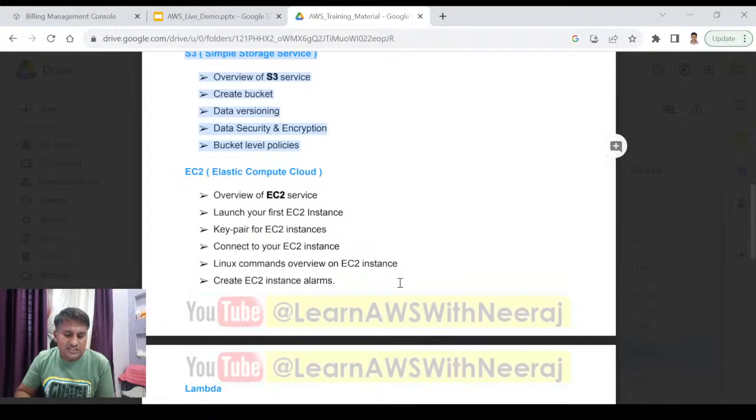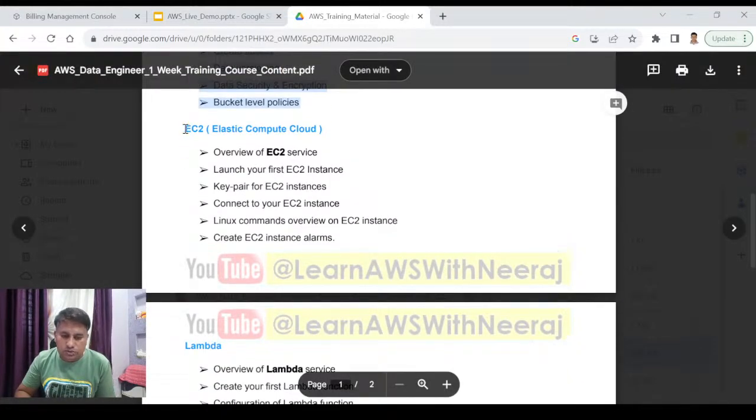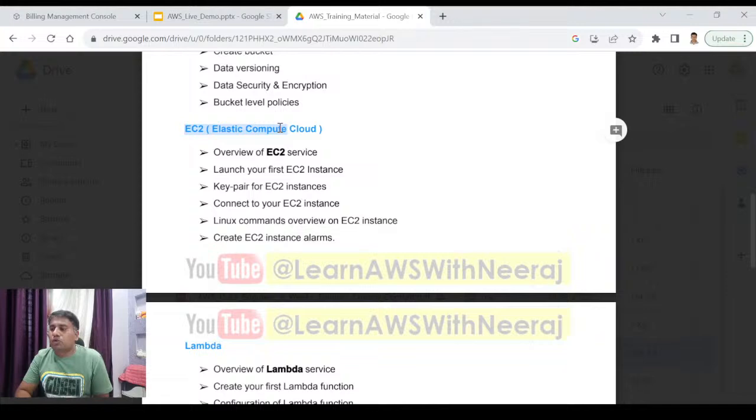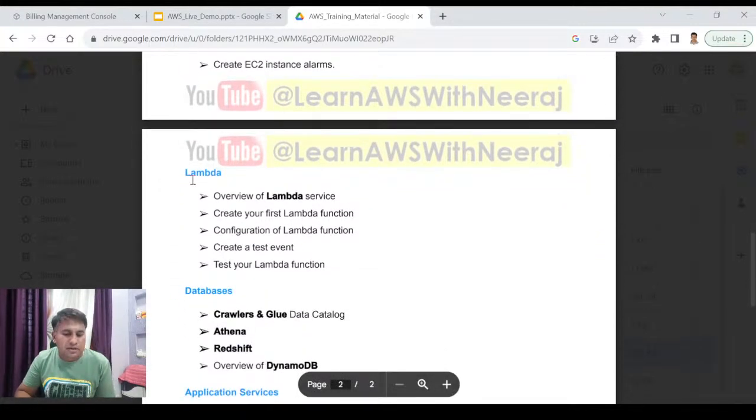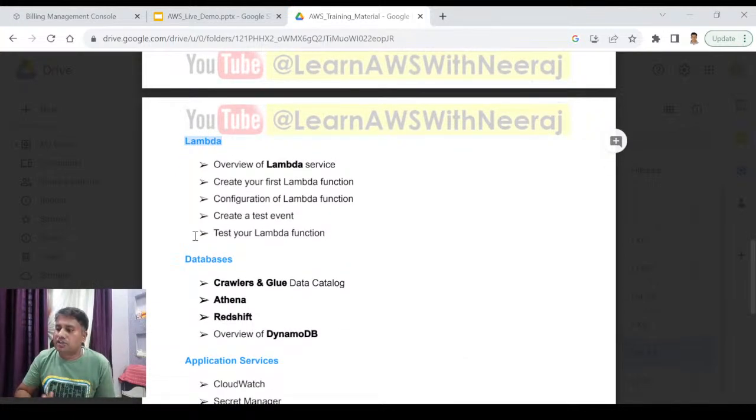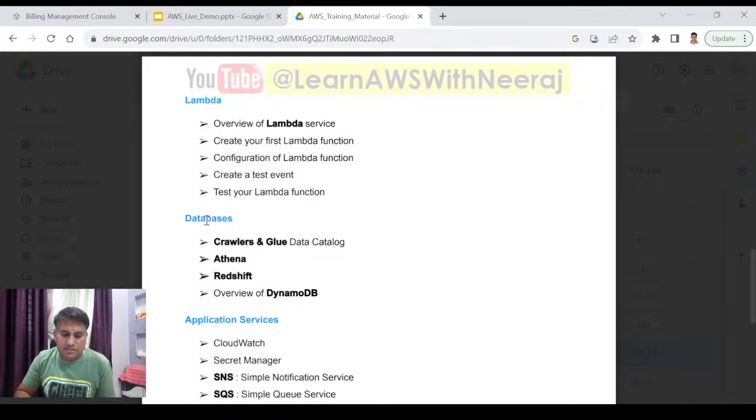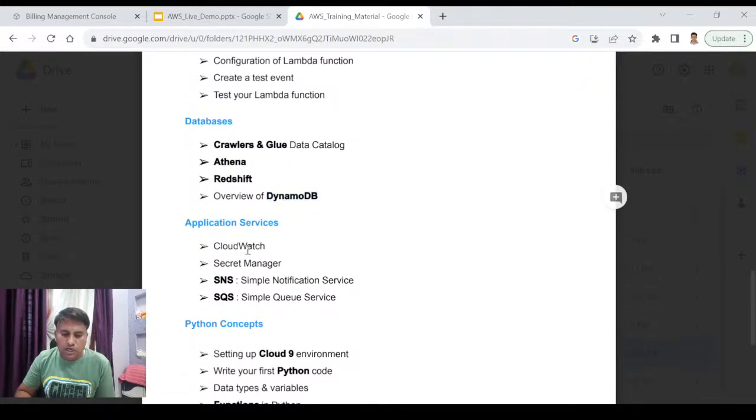After that, the next day, Tuesday, we'll talk about EC2. That's nothing but your Elastic Compute Cloud, that is a remote server. On a high level there will be Lambda functions which we will be covering, and nothing theoretical, everything will be practical only. There's a database, we'll talk about crawler, Glue, Athena, Redshift, and DynamoDB. We'll talk about CloudWatch, Secret Manager, SNS, that stands for Simple Notification Service, and SQS, that stands for Simple Queue Service.